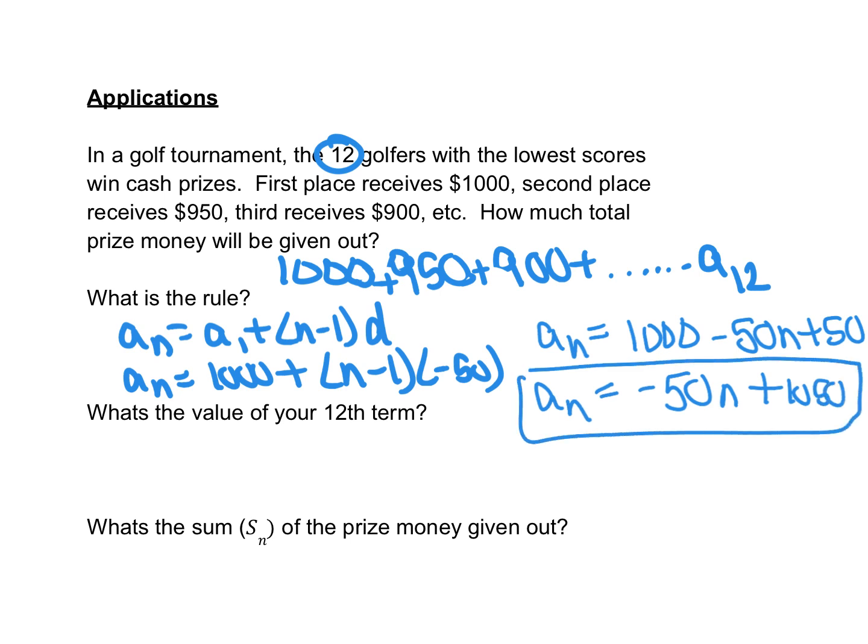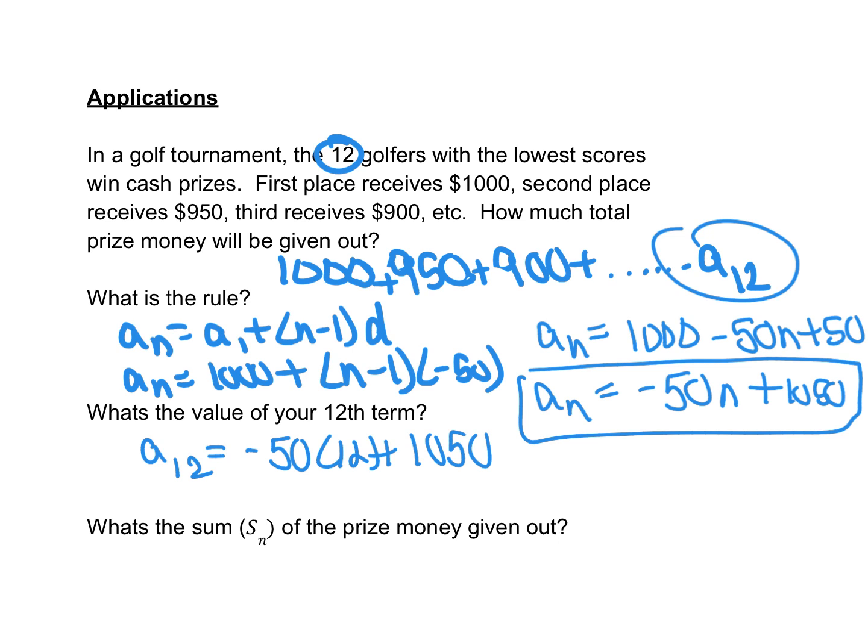Now we use that rule to figure out what's our value of our 12th place payout. So the value of your 12th term, so that'd be a sub 12, it's going to be negative 50 times 12 plus 1,050. And when you put that into your calculator, you get that your 12th term, the 12th place person wins $450.